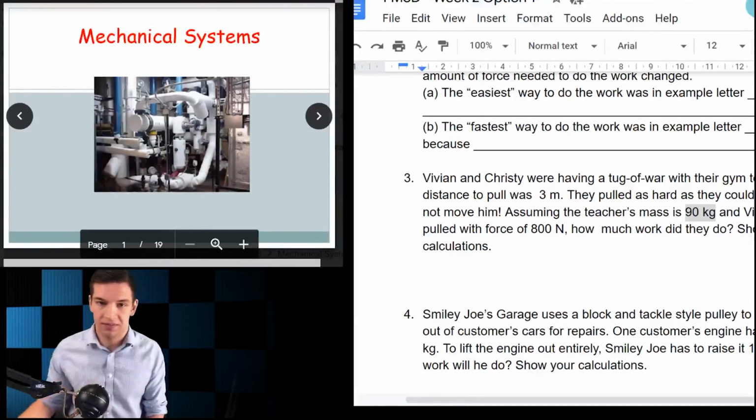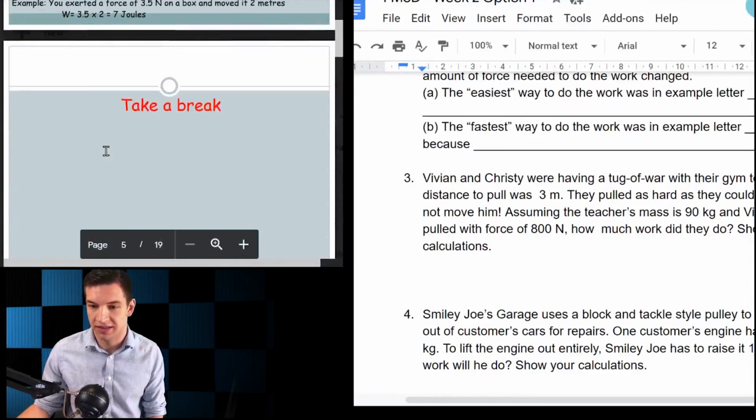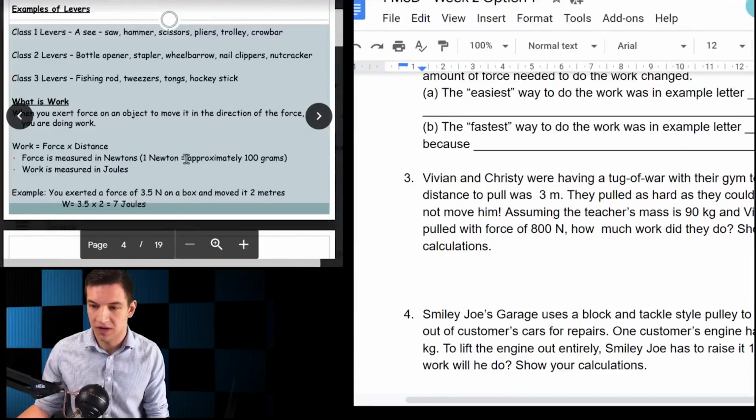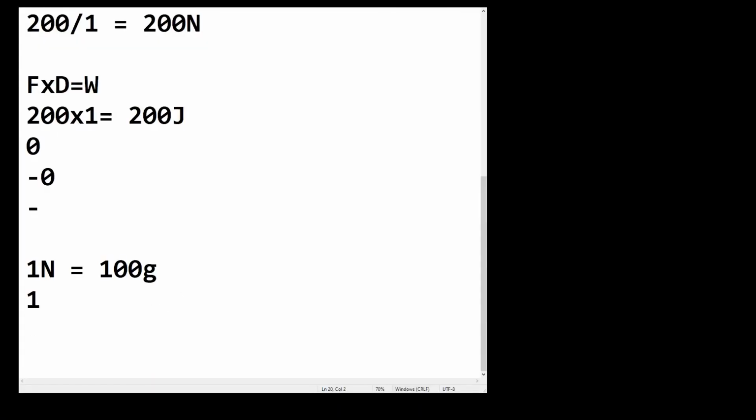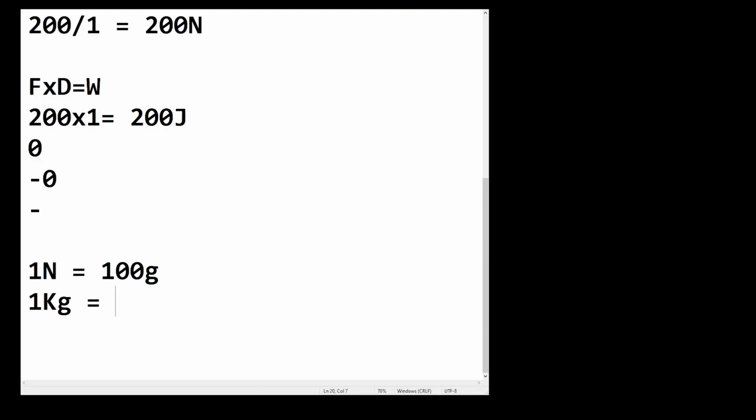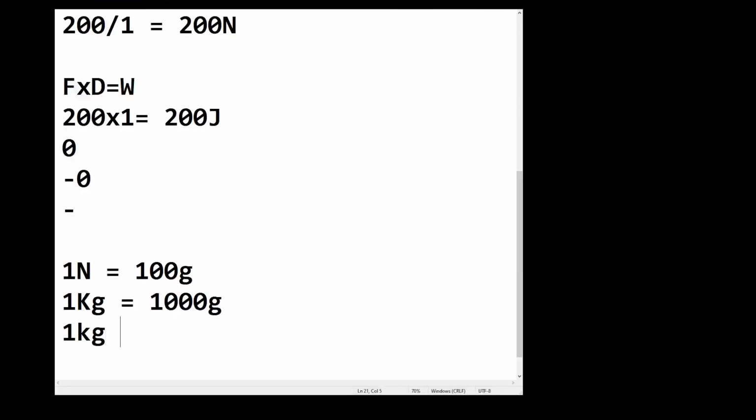Now 1 newton is equal to about 100 grams, okay? So that is shown right here: 1 newton is approximately 100 grams. Now, with that being said, how many grams are in a kilogram? So 1 kilogram equals 1,000 grams, okay? Because kilo means 1,000. Think of a kilometer, which is 1,000 meters. A kilogram is 1,000 grams. So how many newtons would be in 1 kilogram? So 1 kilogram also equals 10 newtons, okay?